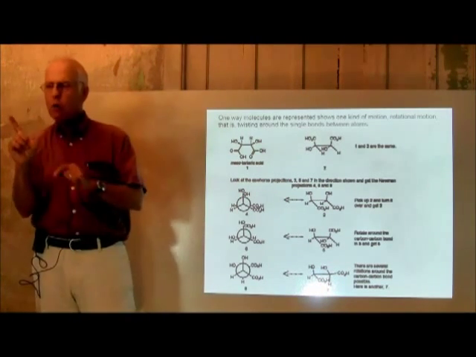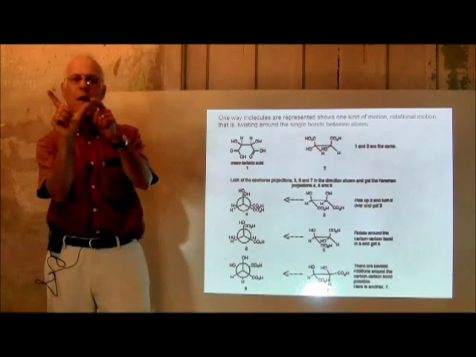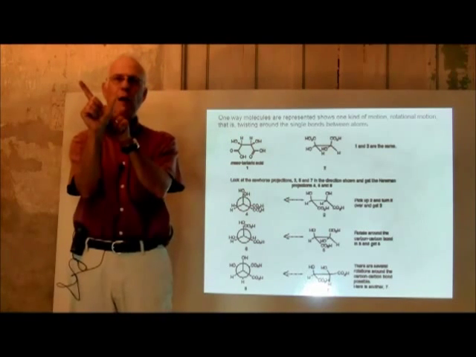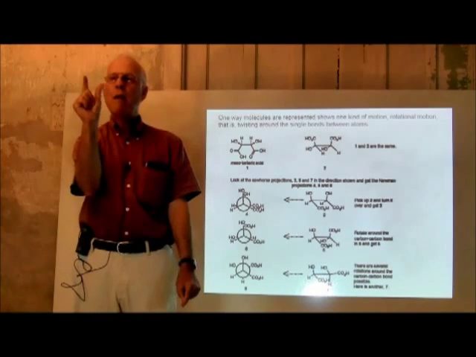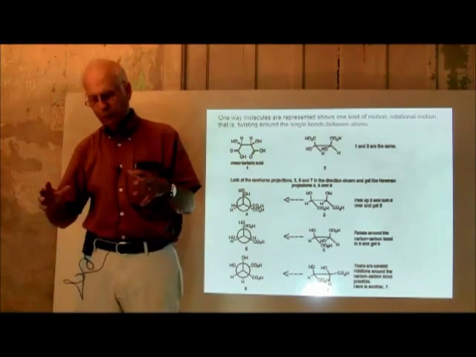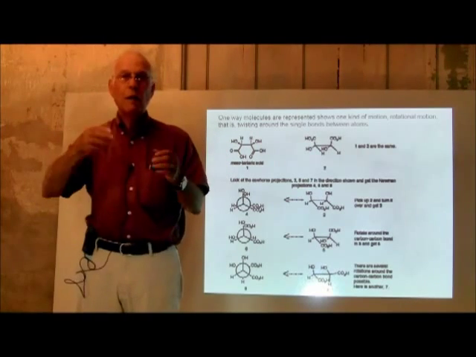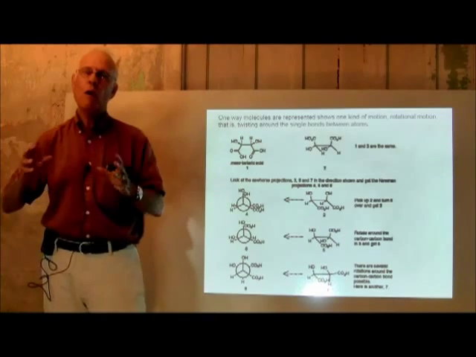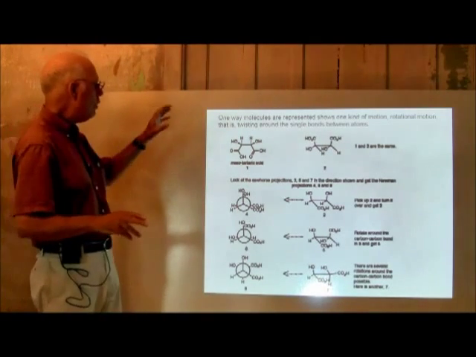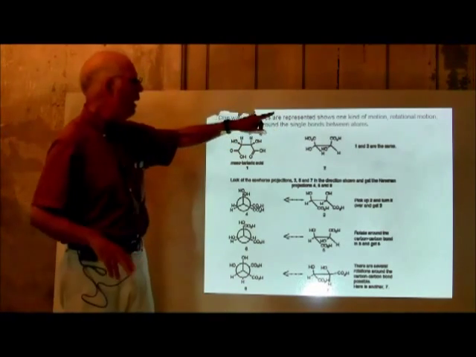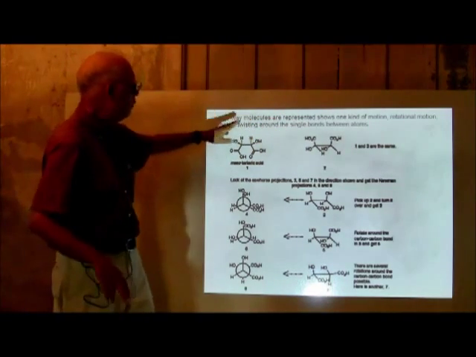A different kind of motion is an angular motion. Let's say we have a carbon atom here at the base of my thumb and my finger, and that angle is constantly changing. That's called angular motion. So I can have translational motion, vibrational motion, angular motion, and there's another kind of motion also called rotational motion. And rotational motion is what I want to talk about right away. So one molecule shows one kind of motion, rotational motion. That is the twisting around the single bonds of atoms.